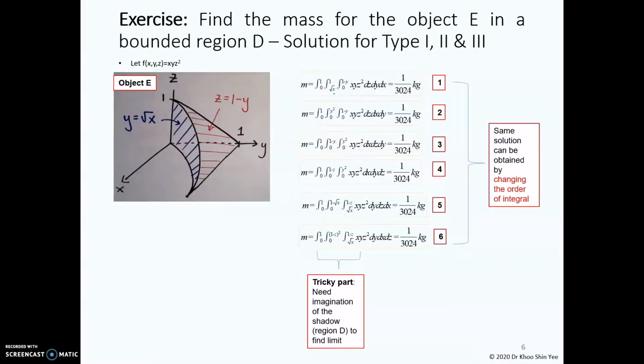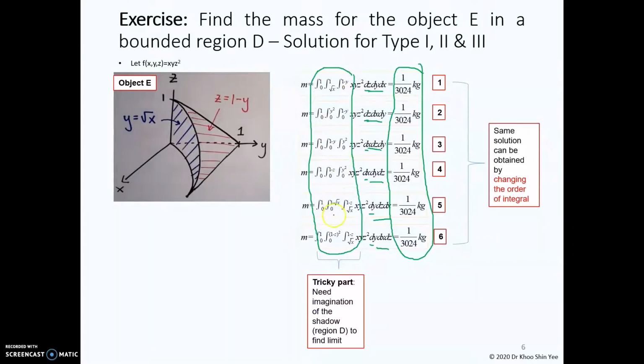So far, we have successfully solved the triple integral problem that involves the type 1, type 2, type 3 method. You can see that the same solution can be obtained by changing the order of integral here. The tricky part here is to find the limit that requires the imagination of the region. This is important. Please master this.